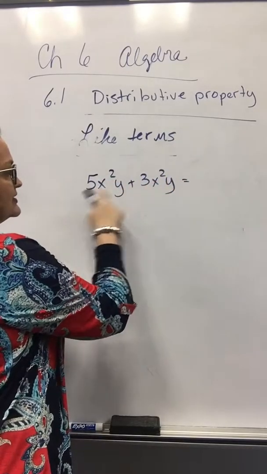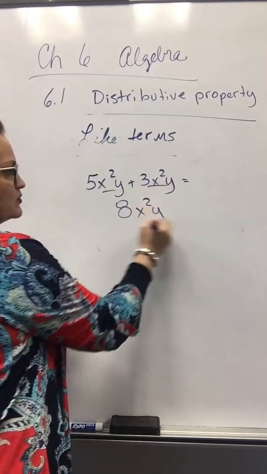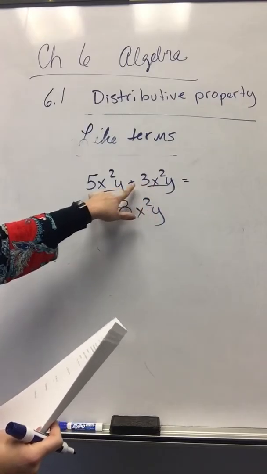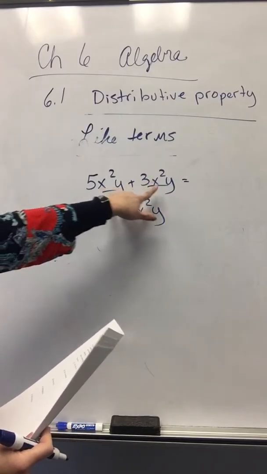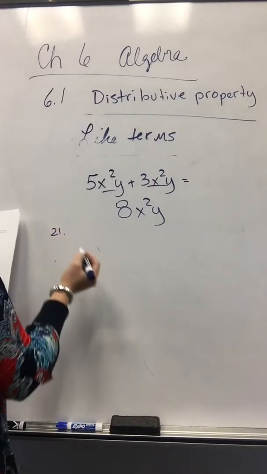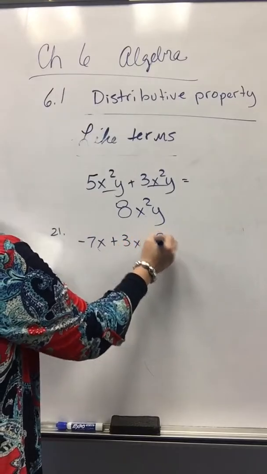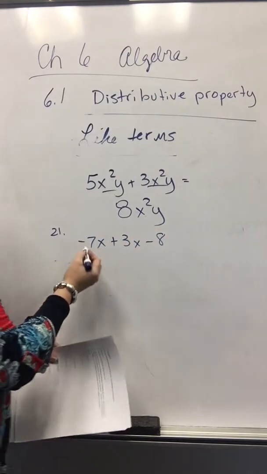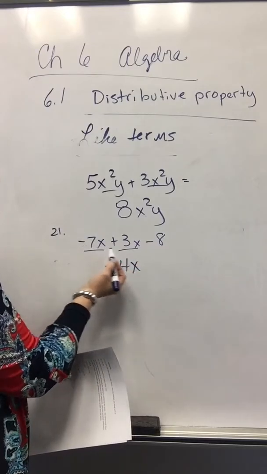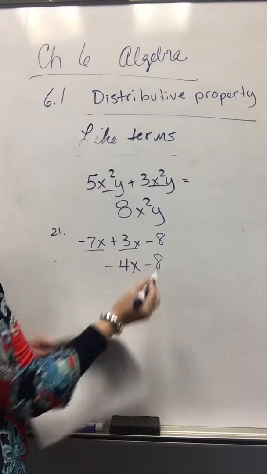We can combine and say 5 and 3 is 8, and then we leave this as is, x squared y. So when we're adding and subtracting, it has to be an exact match, and then we add or subtract the coefficients, leave that alone. All right, so you can pause the video, as always, and practice these like term combining. So on 21, I would combine the things that are alike. Negative 4x, I would get negative 7 plus 3, and then I would bring down the minus 8, and that would be simplified.